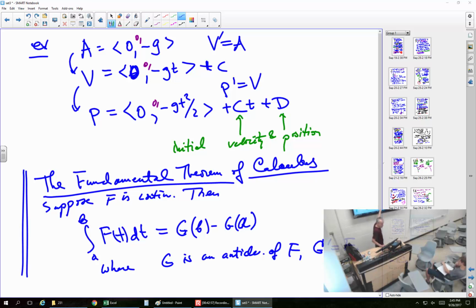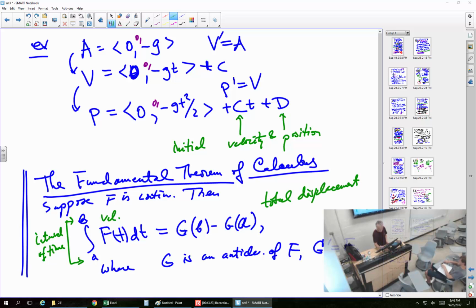If I integrate the velocity over a period of time from A to B, what's the result? Displacement. That's right, total displacement. So this is the interval of time, and this is the total displacement over the period of time AB. So that's where you are in the beginning, and this is where you are at the end. Two locations. Let me just see the difference.